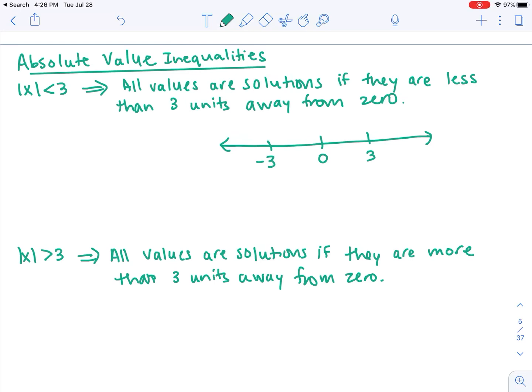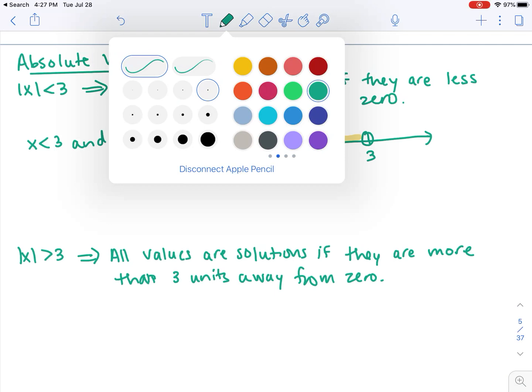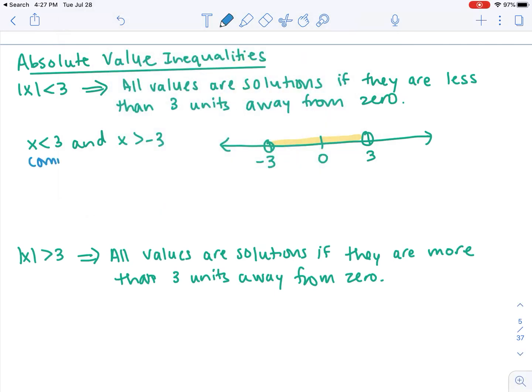For the absolute value of x is less than 3, if we think about all the solutions that don't include negative 3 and 3, because we don't have an equal sign underneath the inequality symbol, then it would mean that it's all the values in between negative 3 and 3. So when we write our inequality, we would say our values are less than 3 and greater than negative 3 at the same time. And because of that, we can summarize it as a compound inequality.